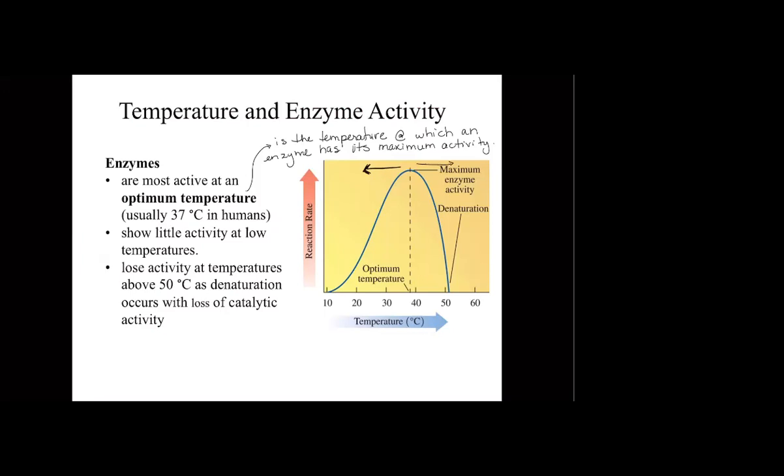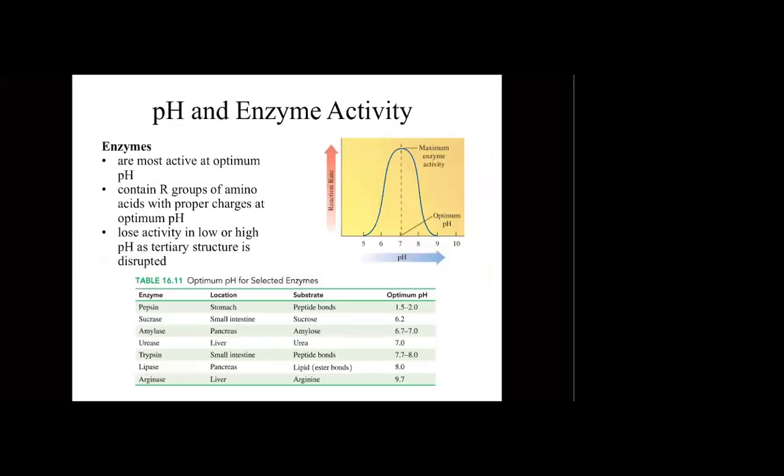Now, let's move on to the other condition that can affect enzyme activity, which is pH, okay? Similar to temperature, enzymes are going to be the most active at a particular pH, okay? So optimum pH is very similar to the definition of optimum temperature. Optimum pH is going to be the pH at which the enzyme has maximum activity.